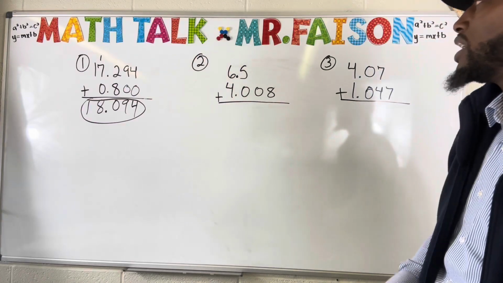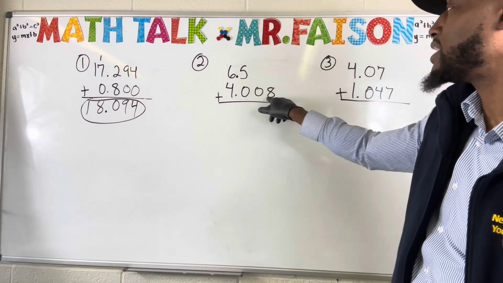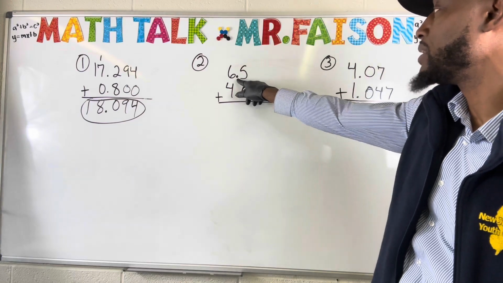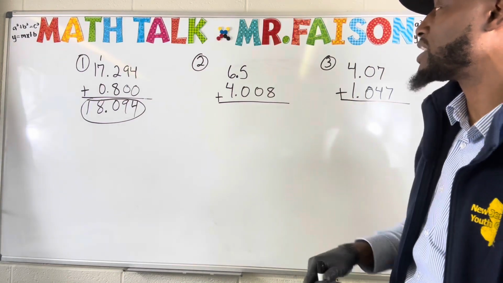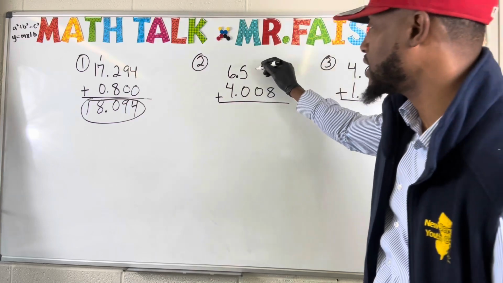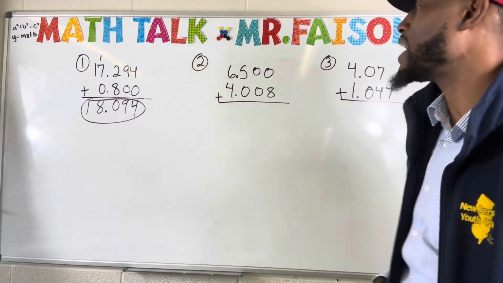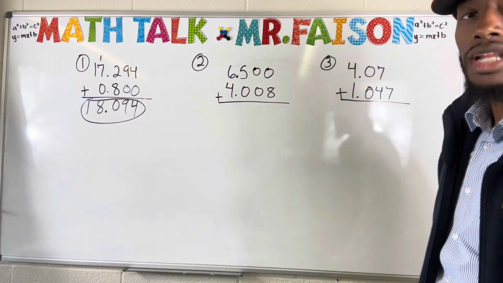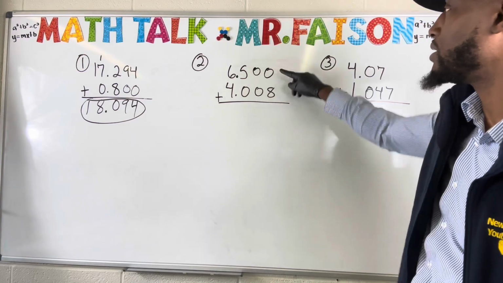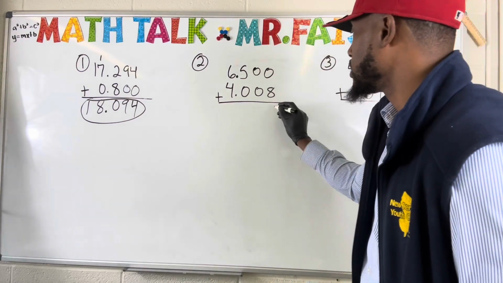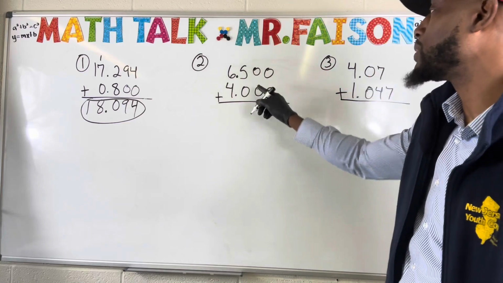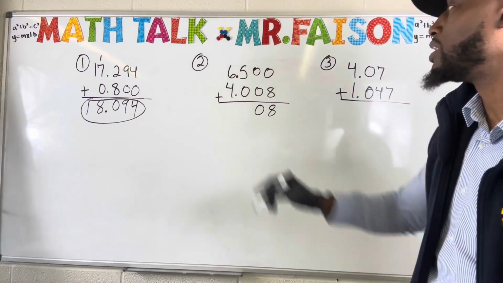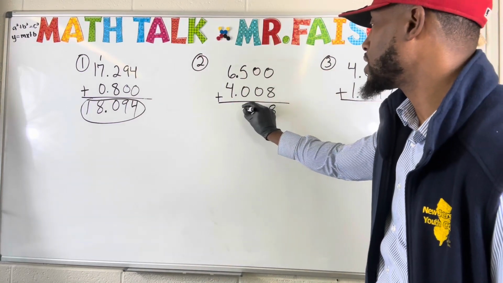Okay, now we have this one, 6.5 plus 4.008. Once again, this has 3 spaces behind the decimal. Right? This has 1 space behind the decimal. I could fill these spaces in. Add a 0, add a 0. All right? Now, all I'm going to do is just add down. 0 plus 8 is 8. 0 plus 0 is 0. 5 plus 0 is 5.